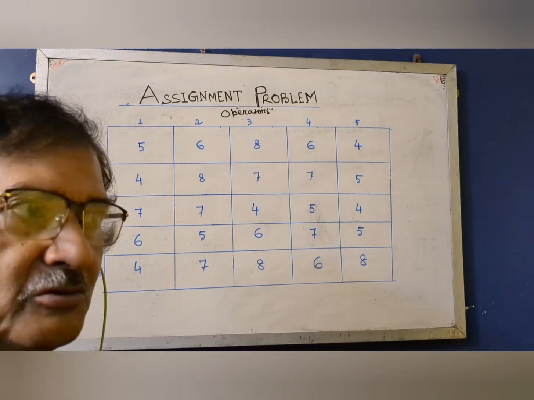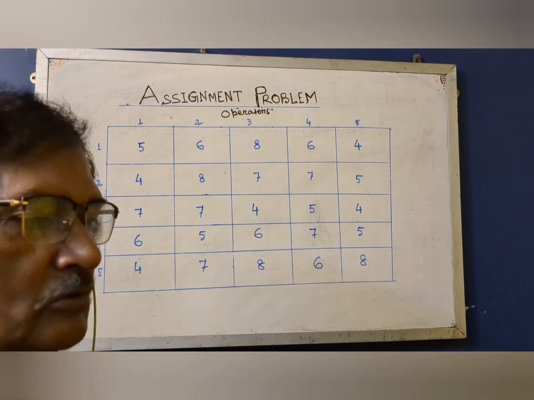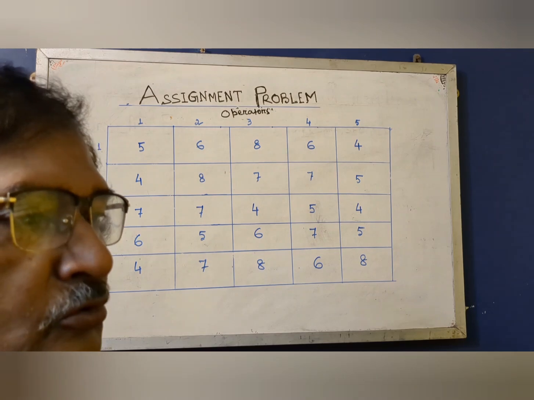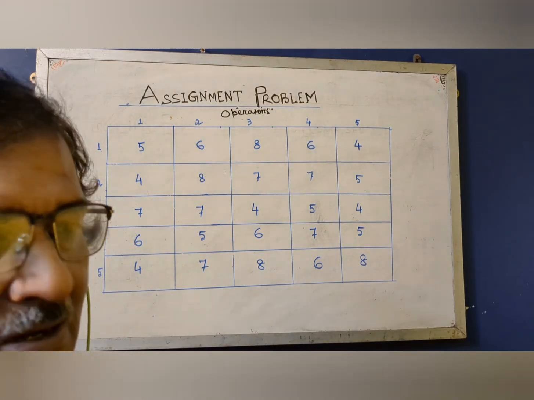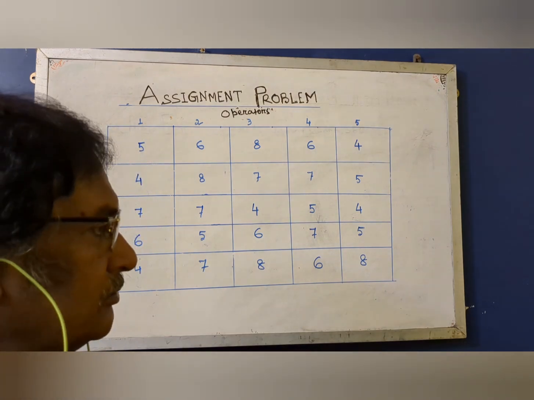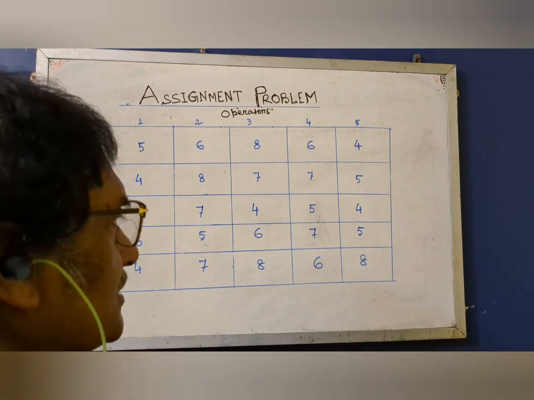Today, I am going to discuss the assignment problems. Assignment means how to allocate the manpower with the jobs. Which man is to be allocated which job so that the overall time will be minimum. This is the assignment problem. In this case, we'll use the Hungarian method for solving the assignment problem.